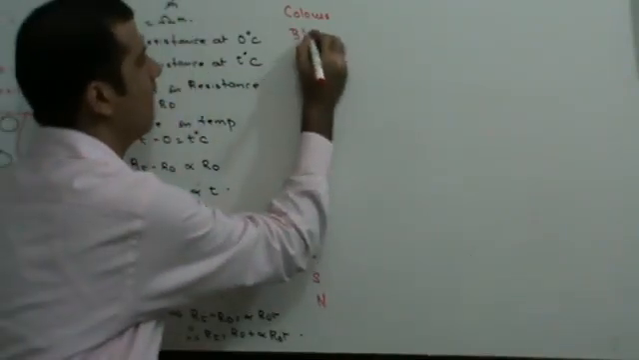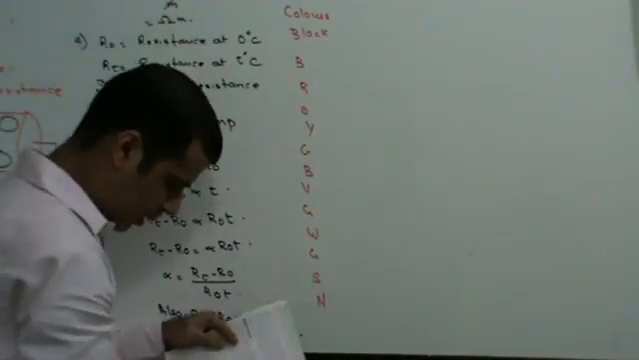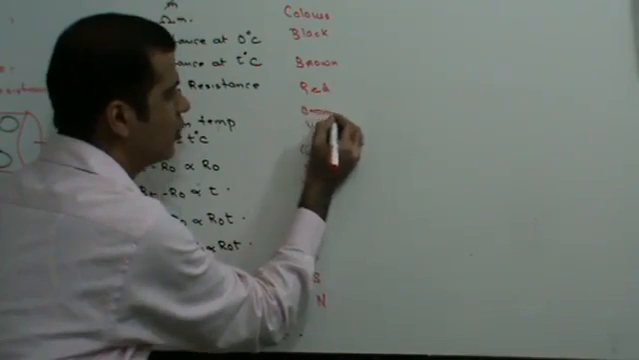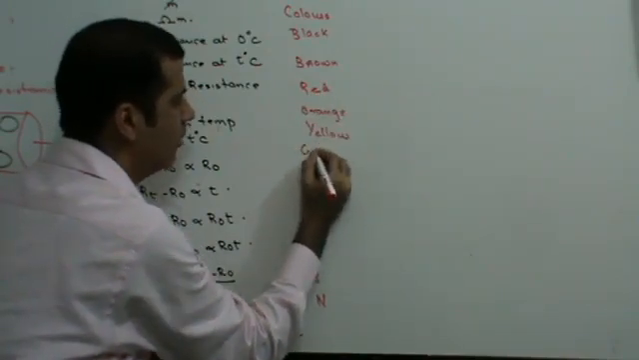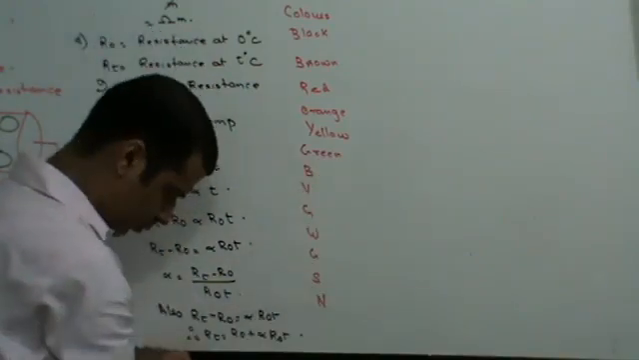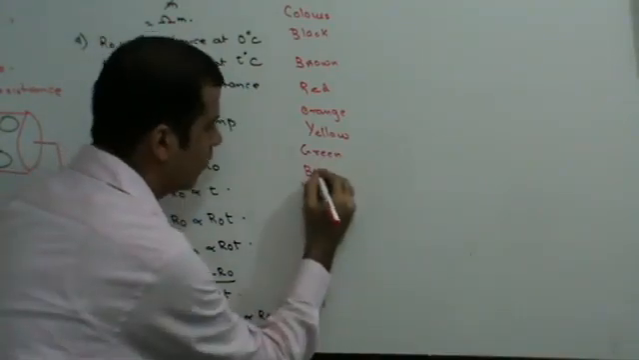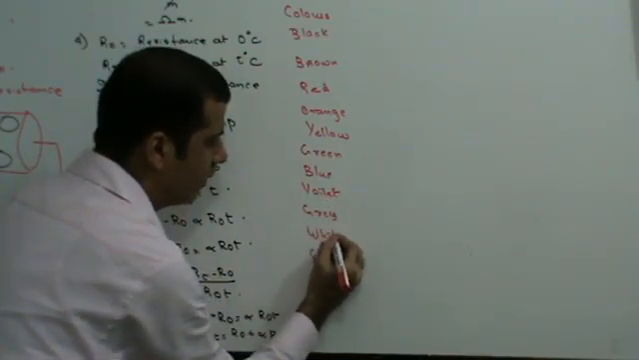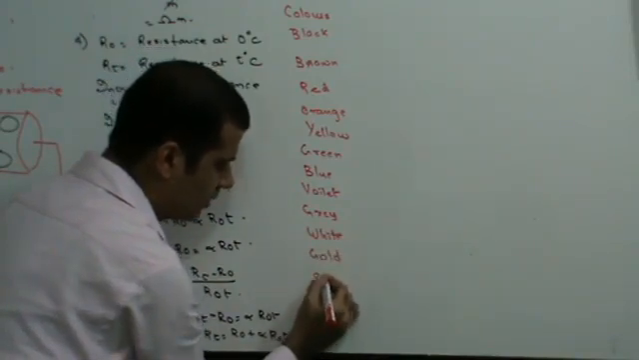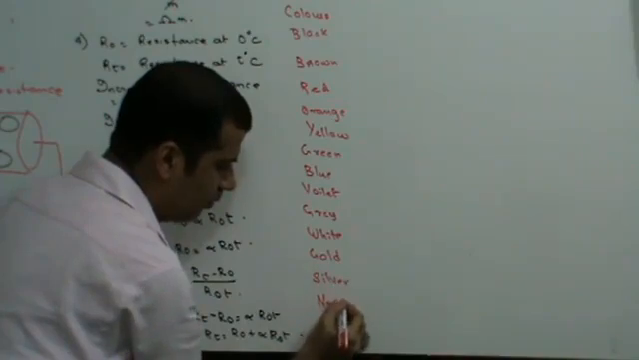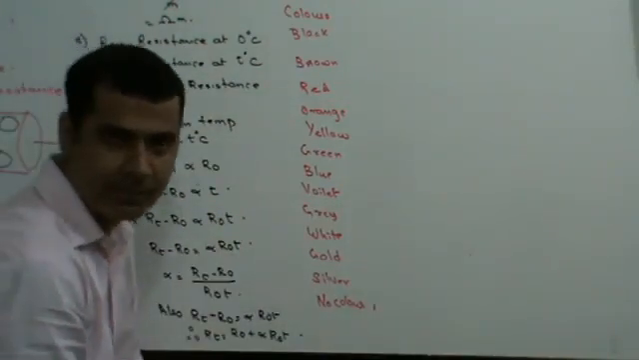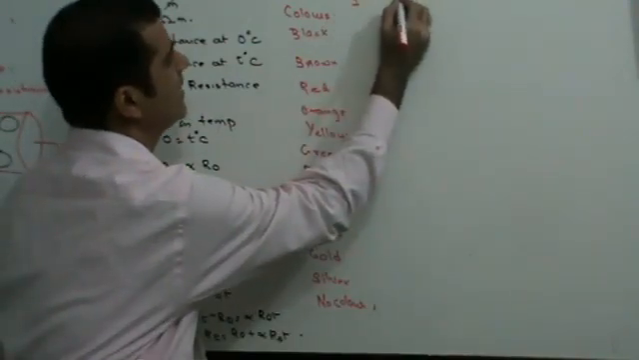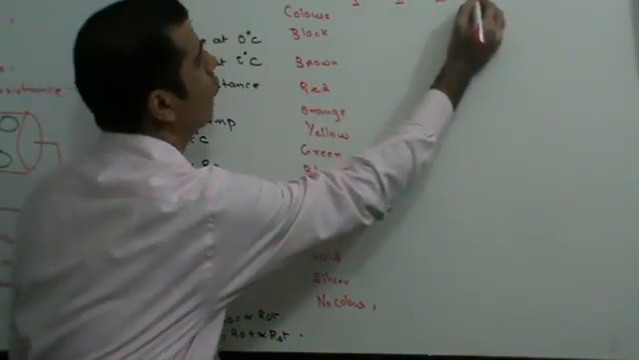Now what are the colors here? Black. You have black, brown, red, orange, yellow, green, blue, violet, grey, white, gold, silver and no color. No color means there will be only 3 bands present. Now depending on the color given to that band, first band, second band, third band or fourth band.